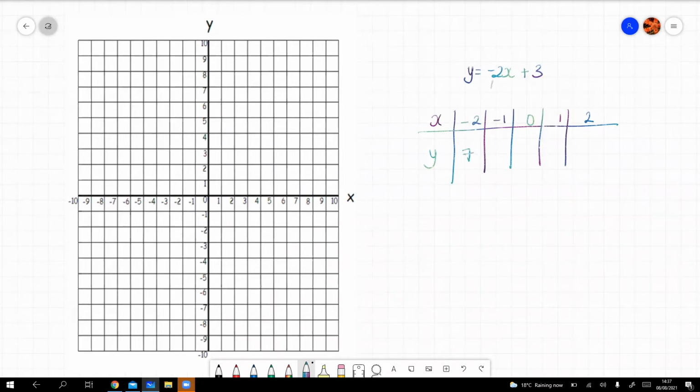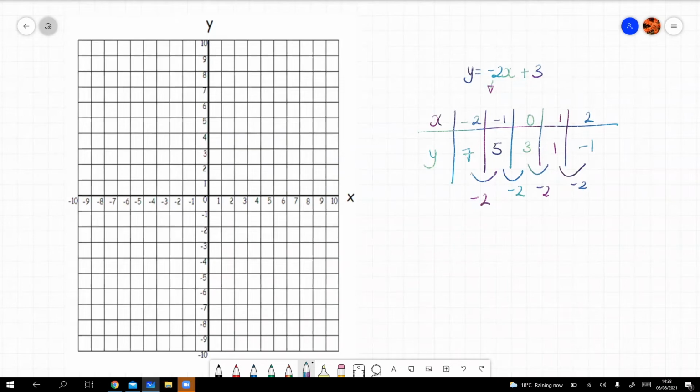Right, what's the number in front of the x? The number in front of the x is minus 2, isn't it? So that means you're going to be subtracting 2 to get to the next one. So 7 subtract 2 is 5. 5 subtract 2 is 3. 3 subtract 2 is 1. And then 1 subtract 2 is minus 1.